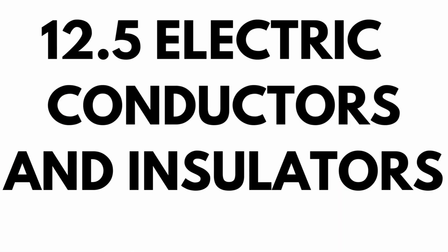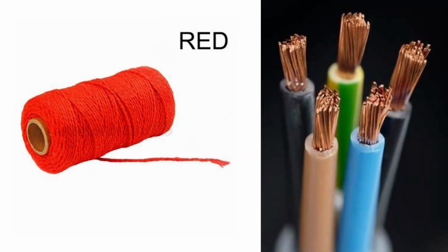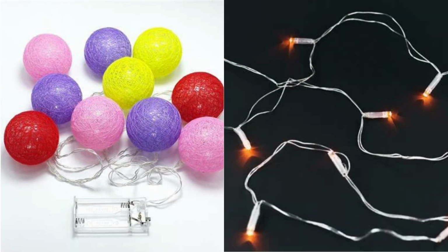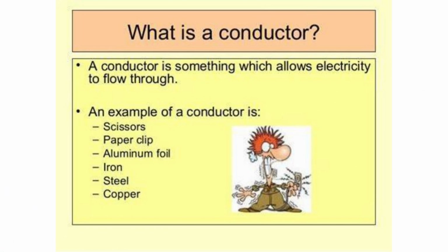Electric conductors and insulators. In all our activities, we have used metal wires to make a circuit. What if we use a cotton thread instead of a metal wire to make a circuit? Do you think the bulb will light up in such a circuit? The cotton thread cannot light a bulb, but a wire can. Why? Because wire is a conductor.